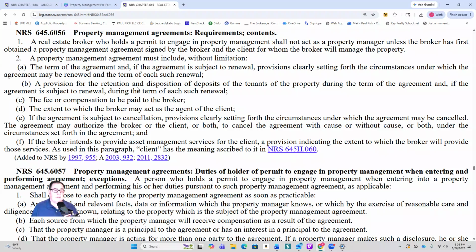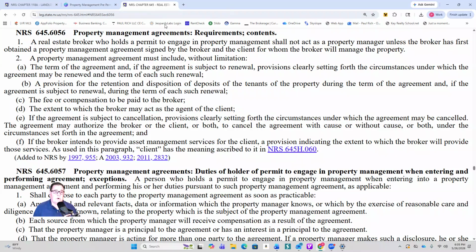A provision for the retention, who holds, and the disposition, making sure you're disposing of and accounting for the money of the deposits of the tenant during the term of the agreement. The fee or compensation, and the extent to which the broker can act for the client. So that's the authority. And then, if there's a cancellation agreement, the provision setting forth the terms of the cancellation.